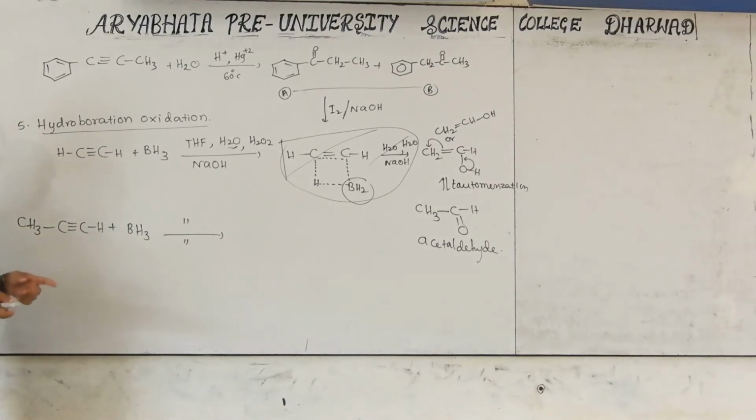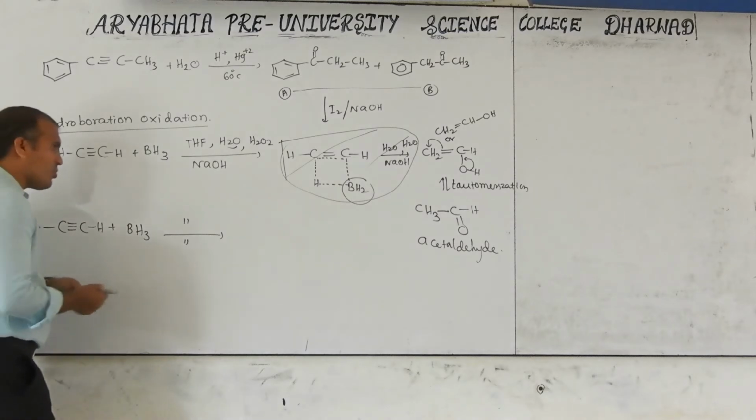Anti-Markovnikov flow means opposite to Markovnikov. What is Markovnikov? The negative part of the reagent attaches to the multiple bond atom having less number of hydrogen atoms. Anti-Markovnikov is opposite: the negative part of the reagent adds to the multiple bond carbon having more number of hydrogen atoms. So here one has a hydrogen, the other has none, so it is the anti-Markovnikov product. So I am writing this one.